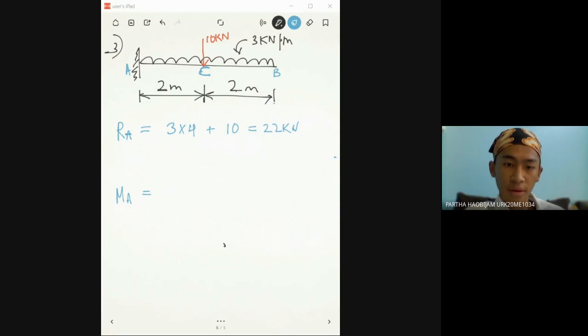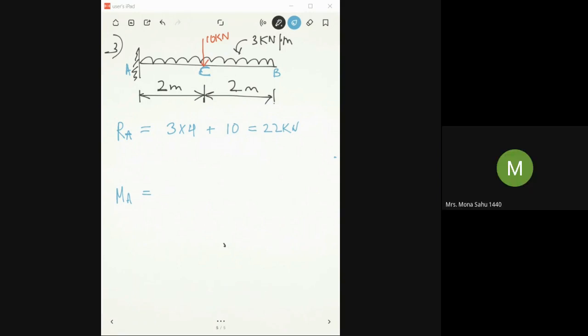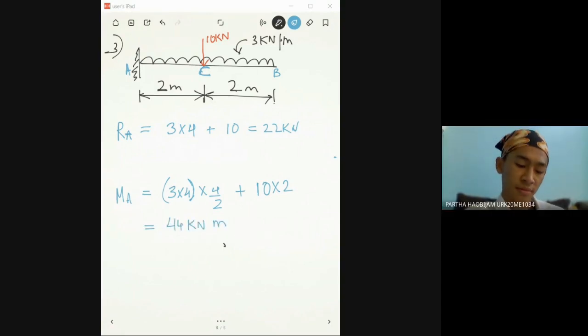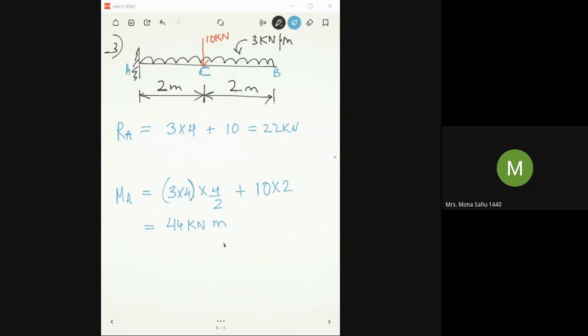42 kilonewton meter. Are you sure? So basically, 3 into 4 is the load. I'm taking only the UDL first, multiplied by 4 by 2, plus 10 into 2. So what is the answer for this? Shouldn't it be 44? Yes, ma'am, it is 44. Yeah, 44. Good. Thank you, Partha.